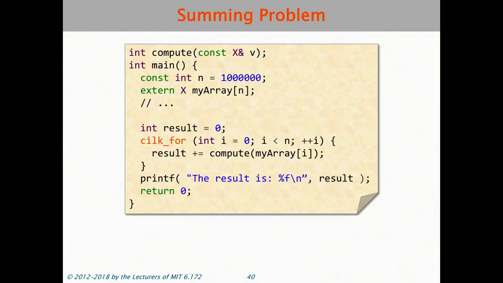Okay, so let's take a look at a way that you might want to use CAS. So here's a summing problem. Suppose I want to compute on some variable of type X, and I've got an array that's a million elements long. What I'm going to do is basically run through my array in parallel and accumulate things into the result. And this is actually incorrect code. Why is this incorrect code?